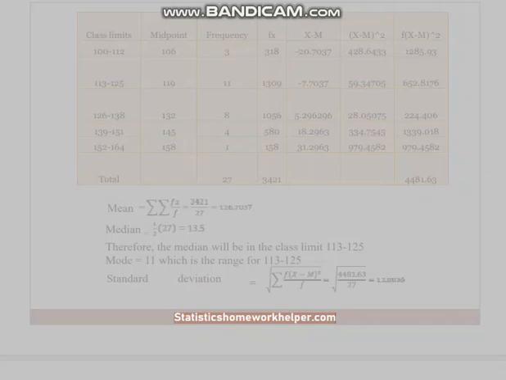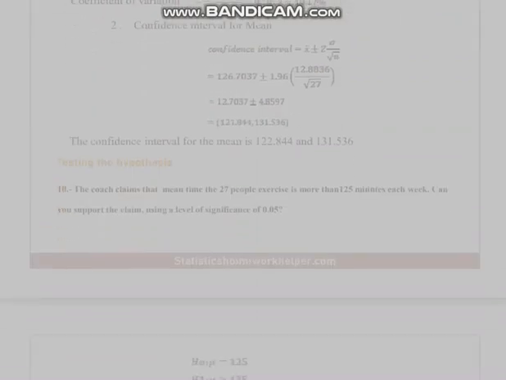Finding the coefficient of variation and confidence interval. Coefficient of variation equals. Confidence interval for the mean. The confidence interval for the mean is 122.844 and 131.536.